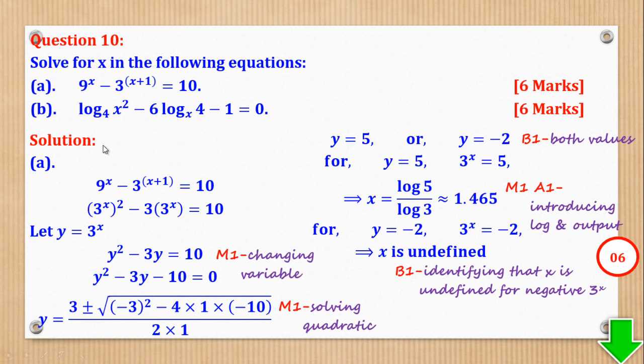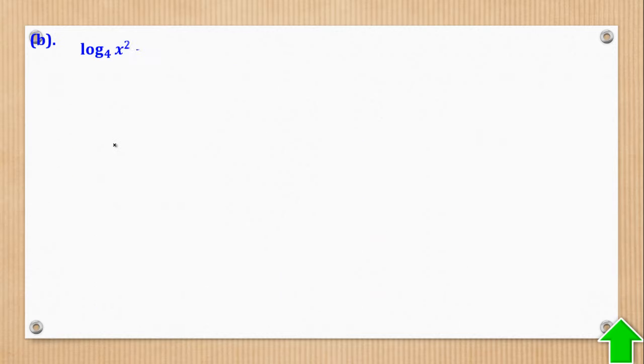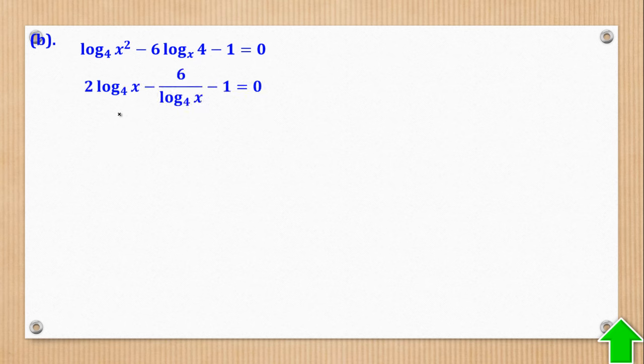So now we shall go to part B, where they want us to solve this logarithm. So that's what was given. The first thing to do is to change to the same base. So change to the same base, this remains, because it will be 6 log base 4 of 4, which remains 6 over log base 4 of x. Or if not, you can just use the identity that to interchange this, you just get the reciprocal.